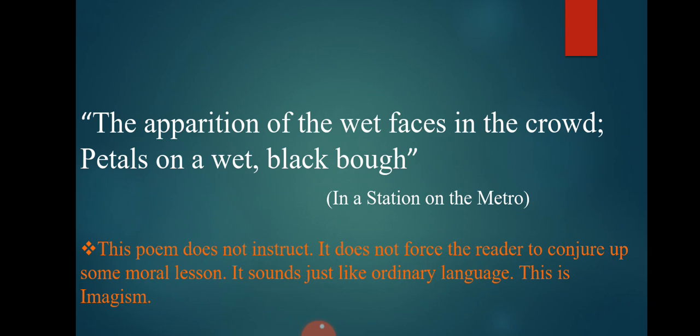The perfect example is the poem In a Station of the Metro by Ezra Pound, in which the lines appear as: The apparition of these faces in the crowd; Petals on a wet, black bough. It is very clear from the image that this poem does not instruct, and it does not force the reader to conjure up moral lessons. It sounds just like ordinary language. This is Imagism, capturing the essence of reality and bringing it back to the readers.